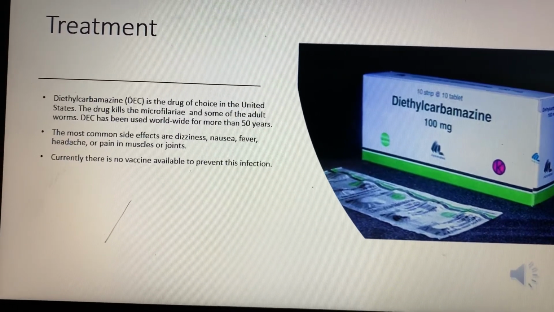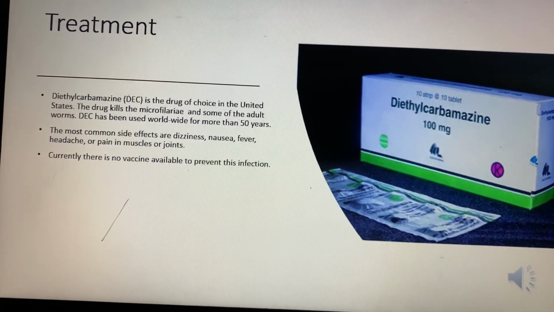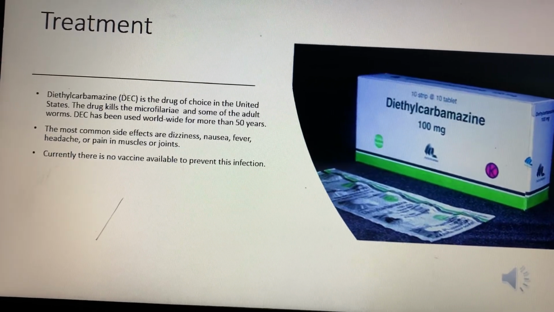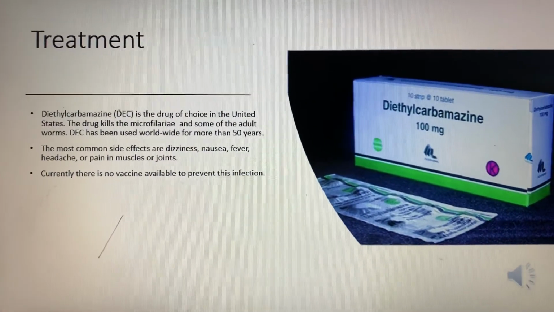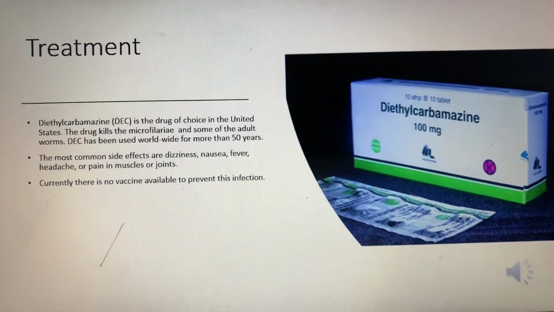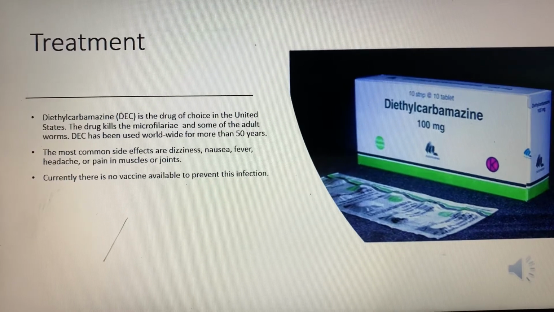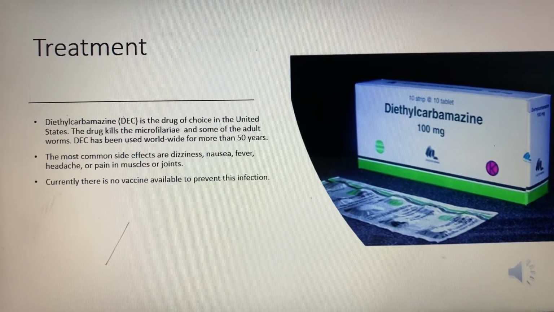Physicians can obtain the medication from the CDC after they come back with positive lab results. And the CDC gives the physicians the choice between 1 or 12-day treatment of DEC. The 1-day treatment is generally as effective as the 12-day regimen.